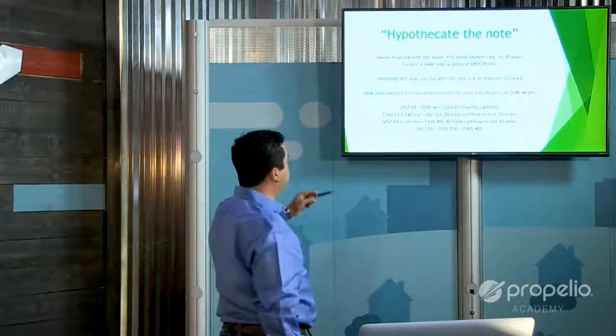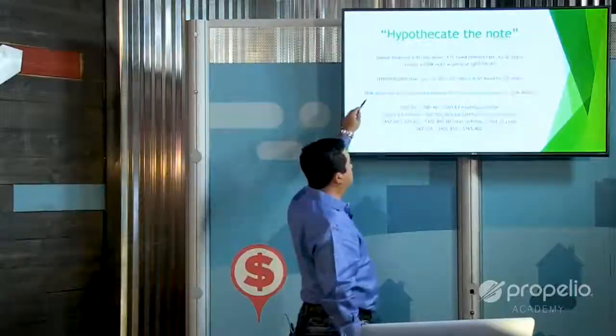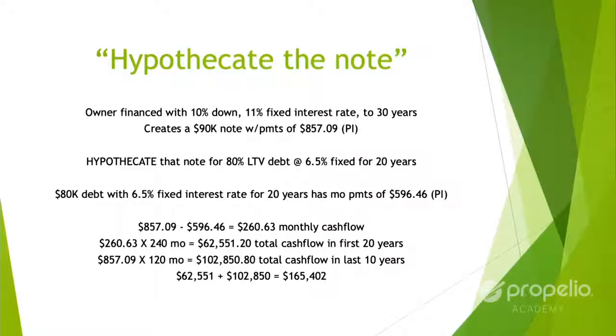So let's see how the numbers kind of work out. You're going to be getting an $80,000 debt. It's going to be a 6.5% fixed interest rate for 20 years, and that'll have monthly payments of $596.46. Again, that's principal and interest only. That's all we're concerned with right now.